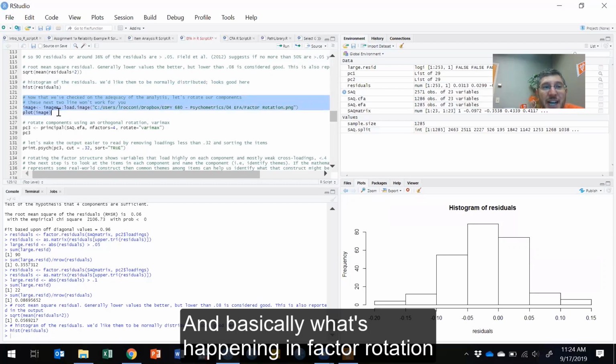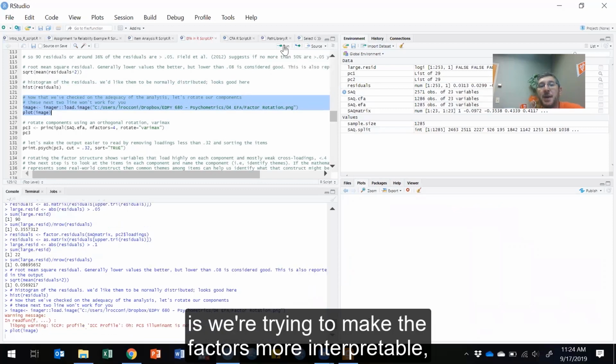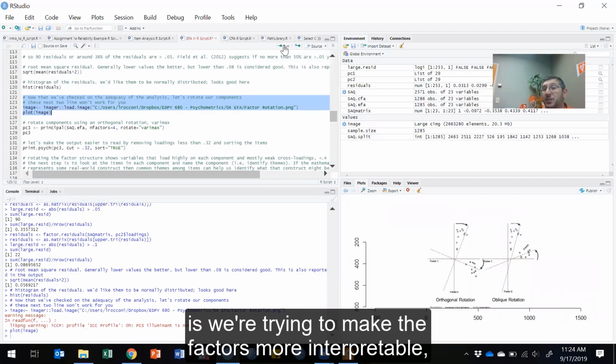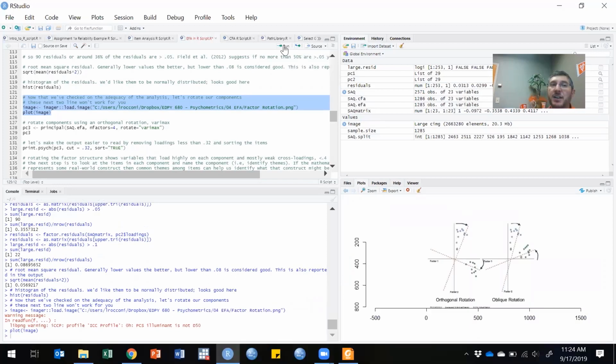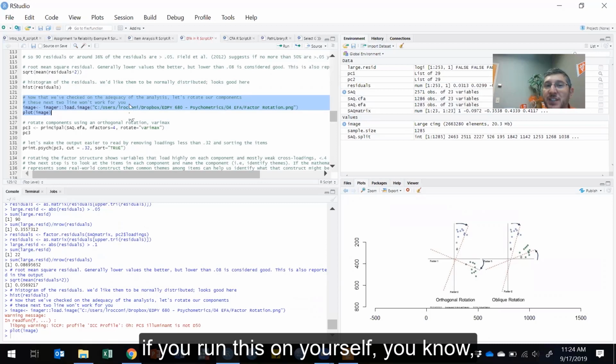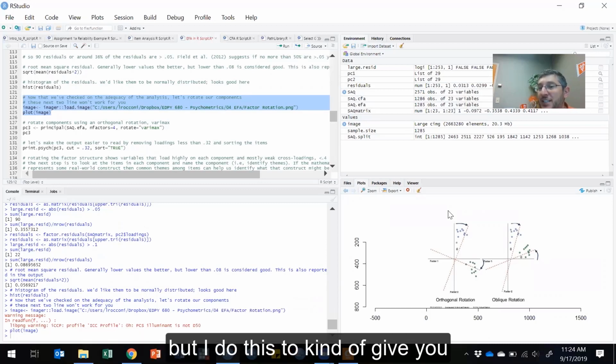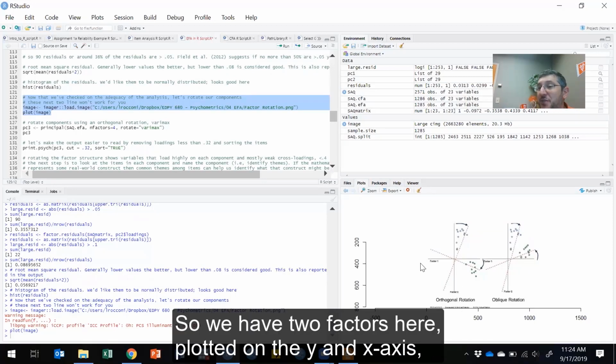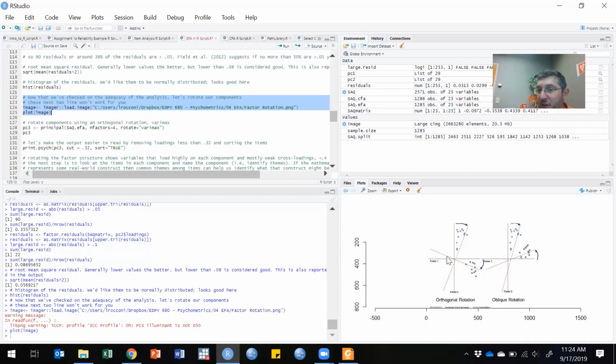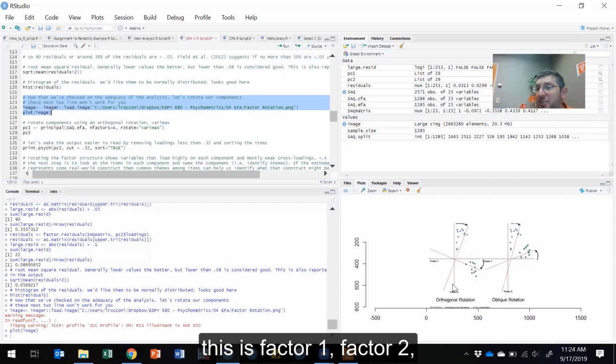And basically what's happening in factor rotation is we're trying to make the factors more interpretable. These next 2 lines aren't going to work if you run this on yourself because I just have this diagram saved on my computer. But I do this to give you an example of what's going on. So we have 2 factors here plotted on the y and x axis. This is factor 1, factor 2.